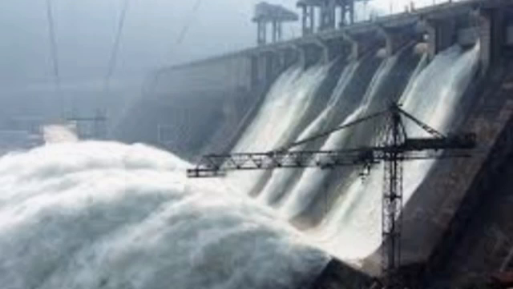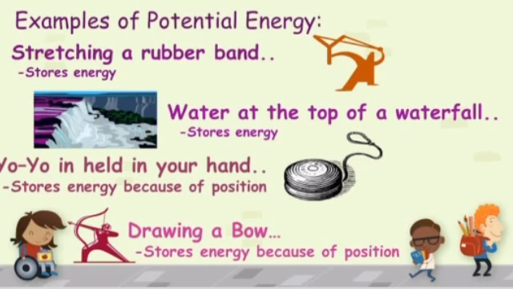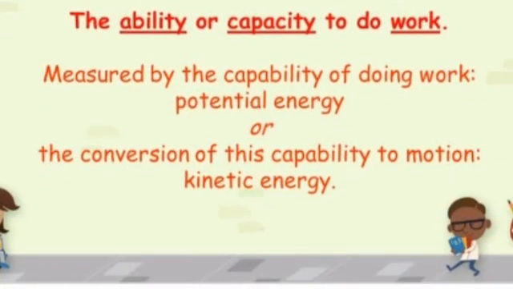From where is the energy obtained to do this work? The energy which is stored in an object due to a specific state or position of that object is called potential energy. Potential energy is obtained due to the position, and kinetic energy by motion. Examples of potential energy: stretching a rubber band, water at the top of a waterfall, a yo-yo held in your hand, drawing a bow. The ability or capacity to do work is potential energy, and the conversion of this capability to motion is called kinetic energy.